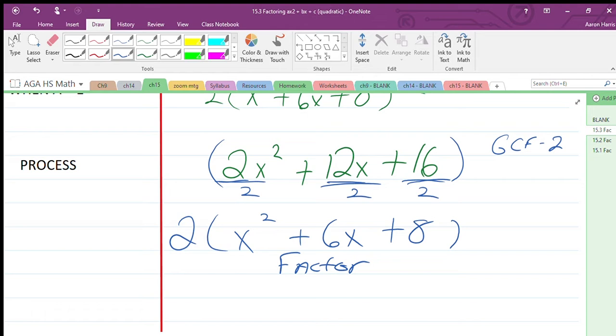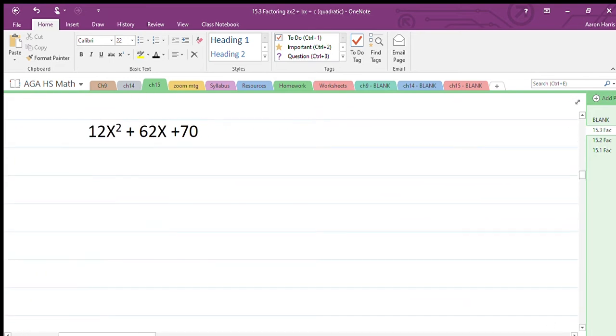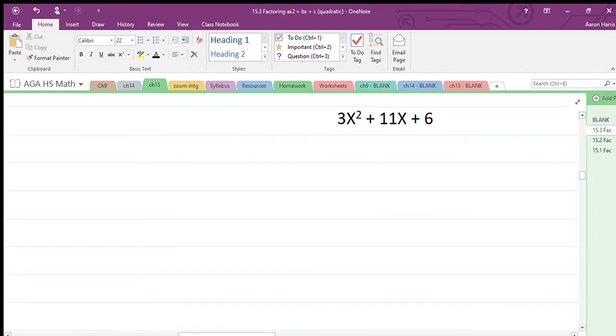But that's just one way. This is still when a is equal to 1. We know how to do that. So let's do another example where a is not 1. Simplify the quadratic. Okay, so I have 2 examples here. All right, this is 12x squared plus 62x plus 70, and I have 3x squared plus 11x plus 6.